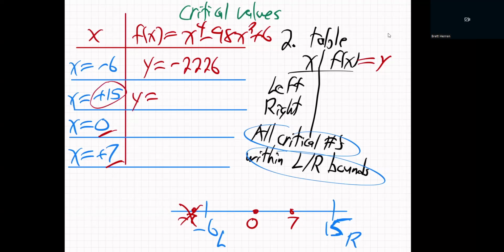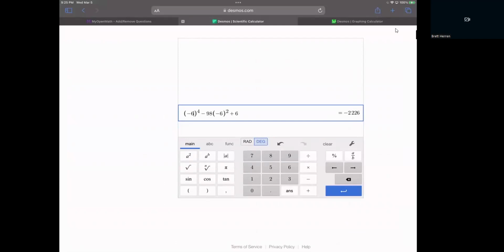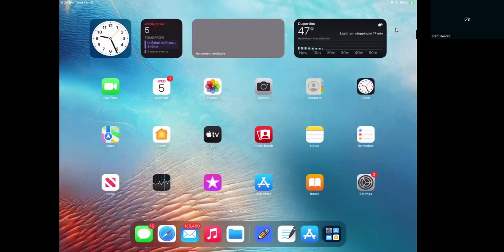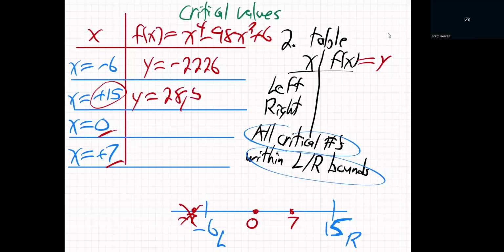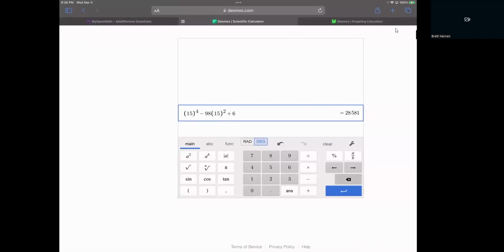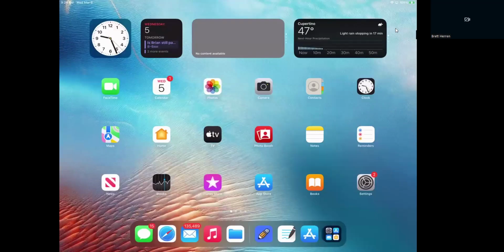Now we're going to plug 15 into the Desmos function, our original function. 15. There we go: 28,581. It's a big number. Now plug in 0. That should be easy. It's just going to be 6. Yeah, it's easy. Could have done that by hand.